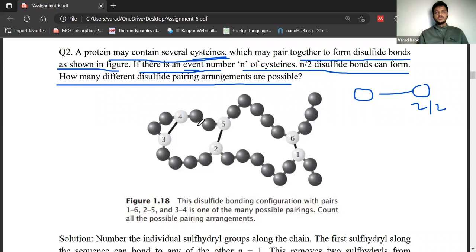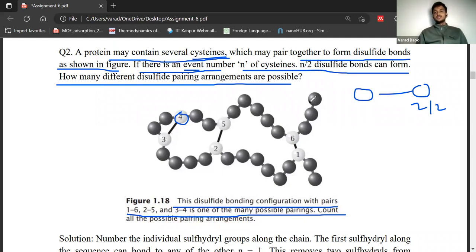So for our visualization, a figure has also been given that this disulfide bonding configuration with pairs 1-6, 2-5, 3-4 is one of the many possible pairings, right? So these are the sulfide bonds, the sulfide atoms, and the bonding is between 3 and 4, 2 and 5, and 6 and 1.